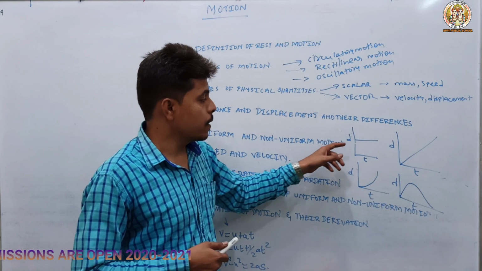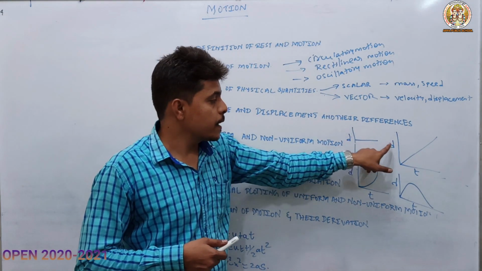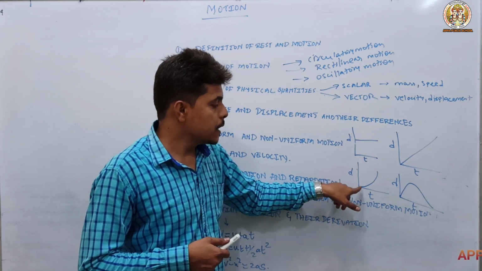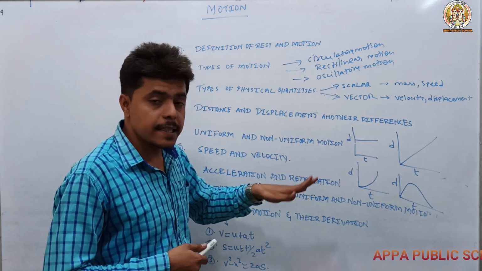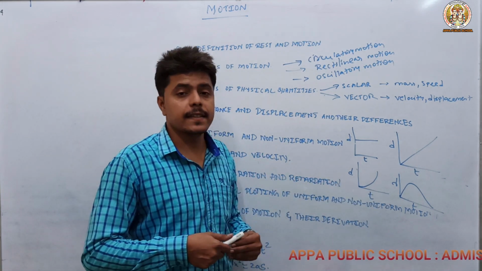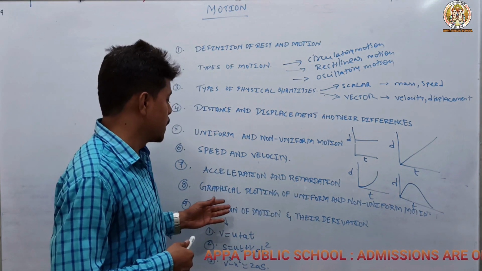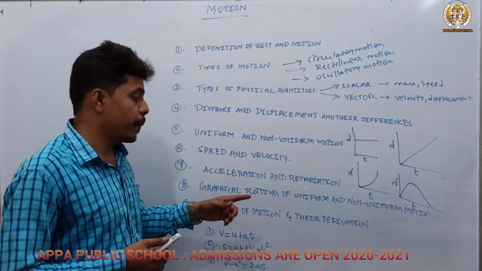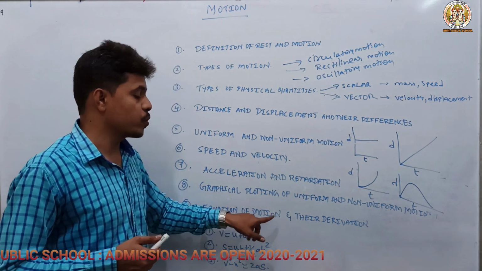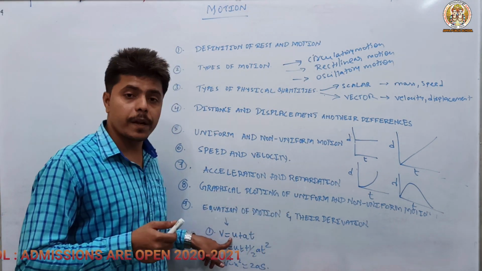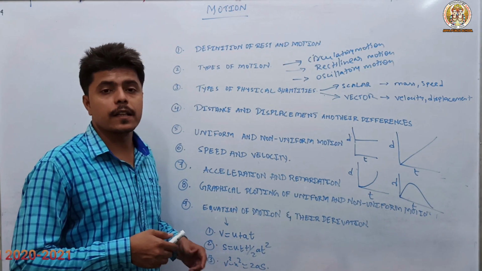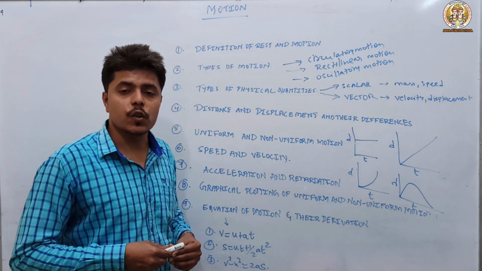That is nothing but the distance is constant. Here the body is moving covering equal distance in equal interval of time, and then here it is increasing non-uniform motion, and this is decreasing non-uniform motion. And then equations of motion and their derivations: v is equal to u plus at, s is equal to ut plus half at square, and last is v square minus u square is equal to 2as.